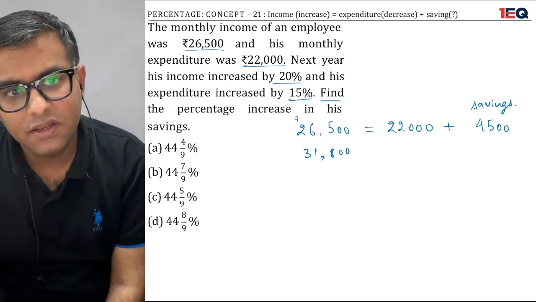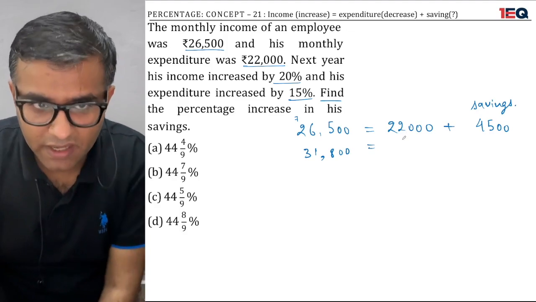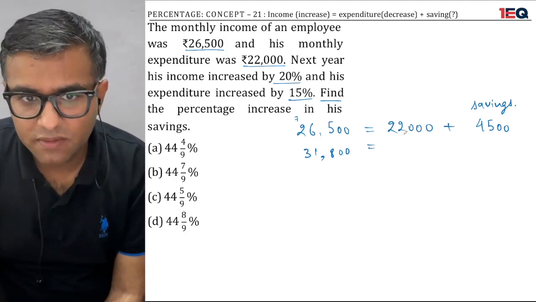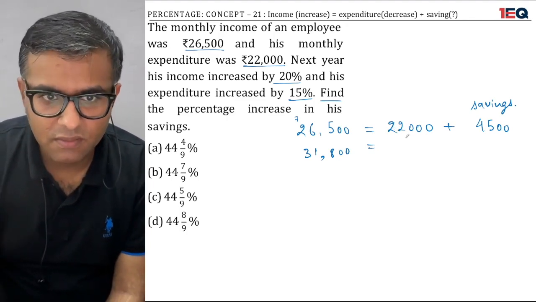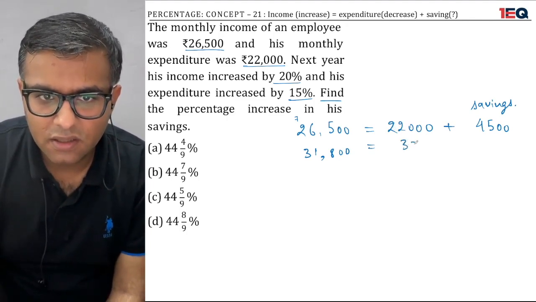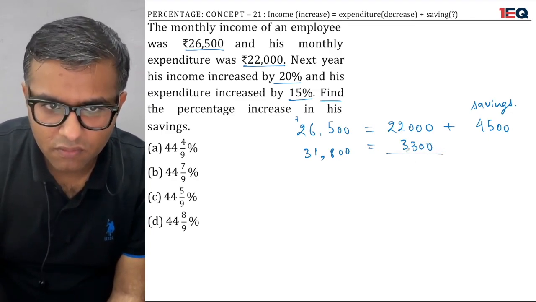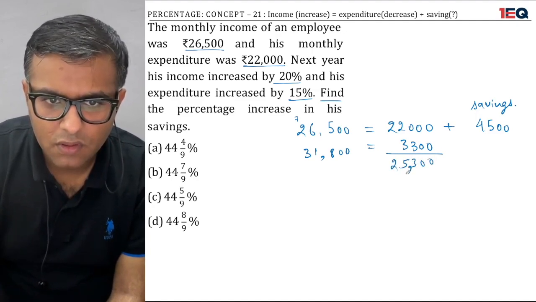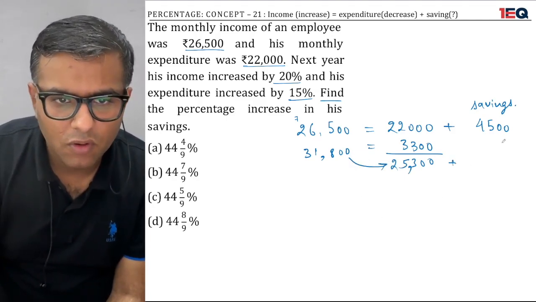And the expenditure increased by 15%. An increase of expenditure of 15%, 15% multiplied by 22,000. So 15 times 22 is 330, which makes 3,300. The 3,300 is then added to it, and it comes out to be 25,300 as the new expenditure.